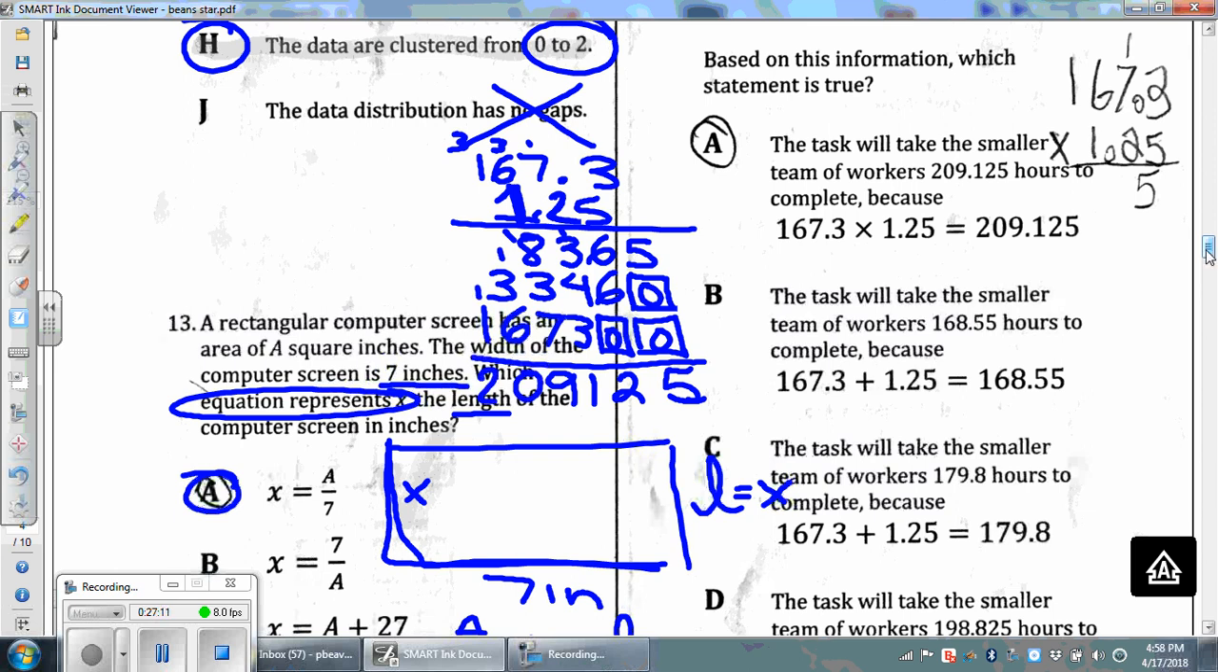One little thing here: we have to count how many numbers are after a decimal point. We have 1, 2, 3, 3 numbers. So we have to move that decimal point from here, 1, 2, 3. So that's the correct place. And the answer should be 209.125. This one right here.